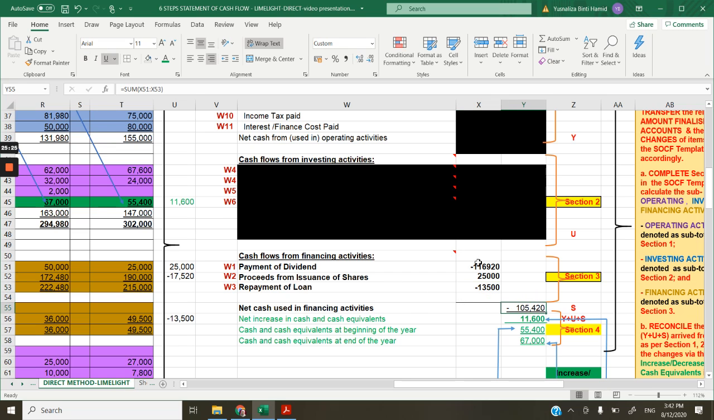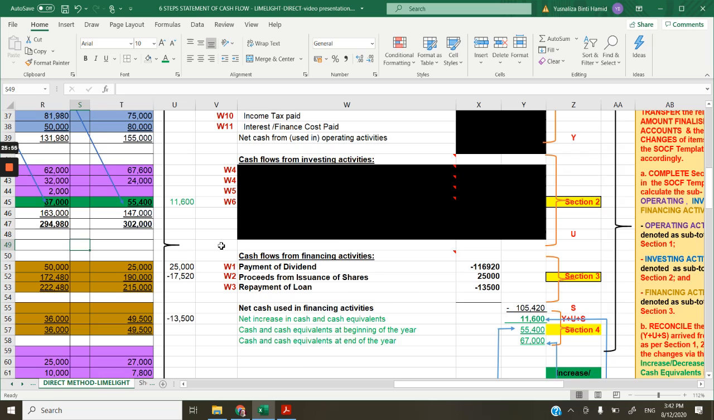Then you can total up your figures from your financing activities. If you have a negative figure, like in our case here, that is net cash used. Should you have a positive figure, that is a cash inflow, and it should be denoted here as net cash flow from financing activities. So you are done with the last two sections. Now we move on to cash flow from investing activities.